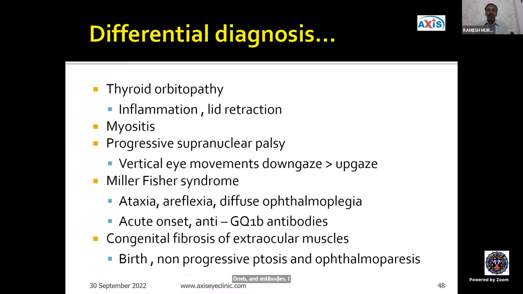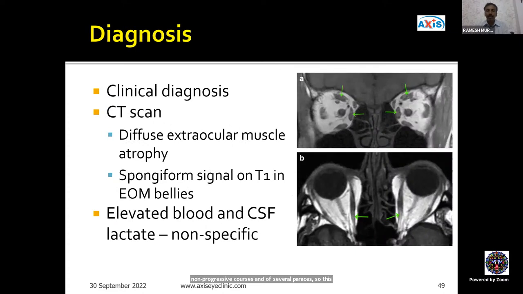Congenital fibrosis of the extraocular muscles is also a differential diagnosis, but usually it is present from birth. There is non-progressive ptosis and ophthalmoparesis. So these are the differential diagnoses of chronic progressive external ophthalmoplegia. The diagnosis is predominantly clinical, based on our evaluation of the ptosis and the eye movements, but imaging findings are also useful. On CT scan, we can see diffuse extraocular muscle atrophy. And on the MRI scan, we may see a spongiform signal on T1 in the extraocular muscle bellies.